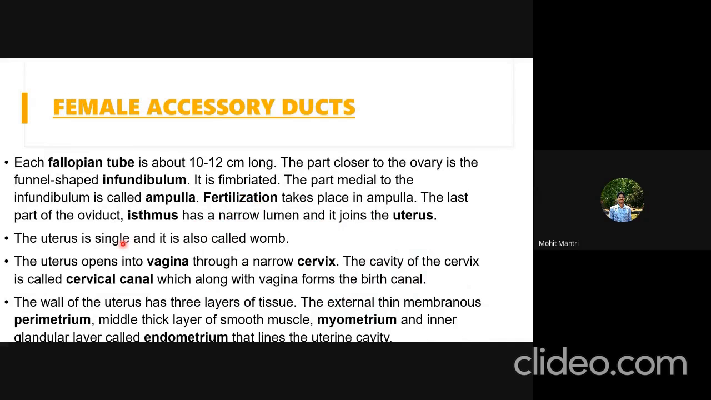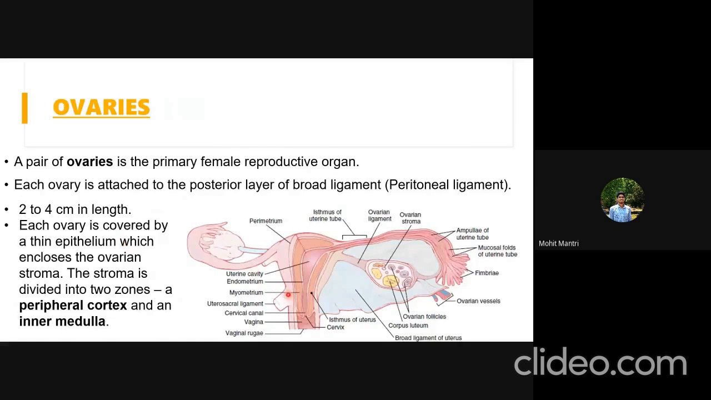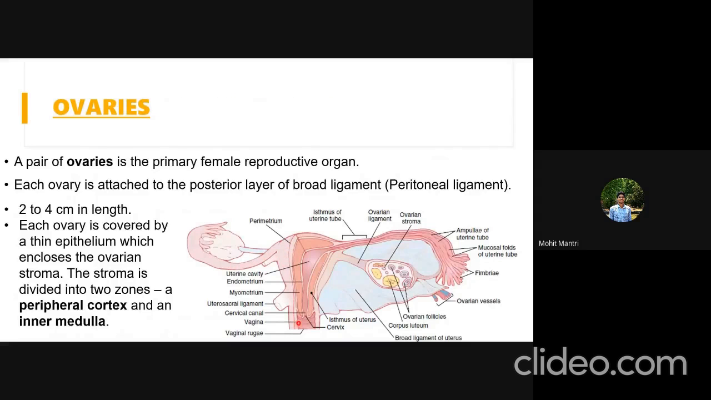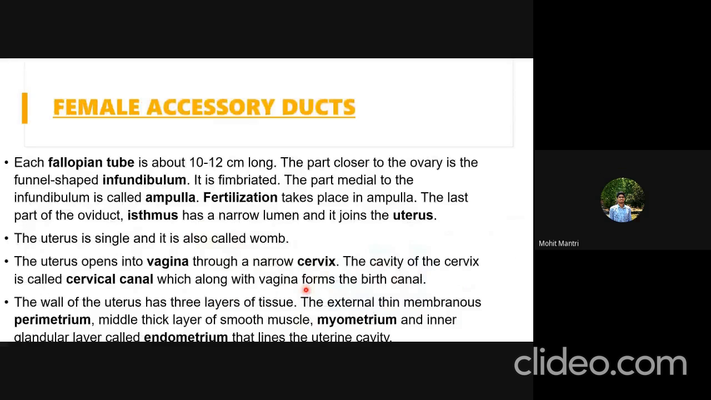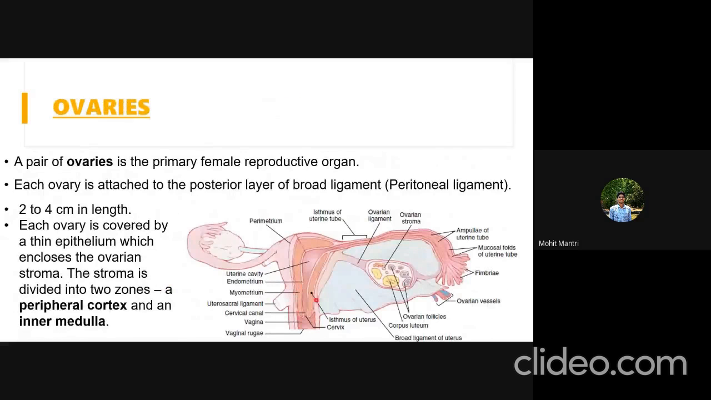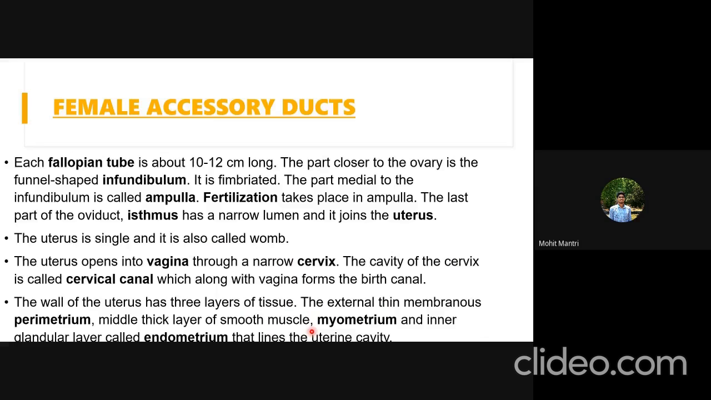Now, the uterus is single and is also known as the womb, and the uterus opens into the vagina through a narrow cervix. So this is the uterus and this is the vagina, and this narrow region in between is the cervix. The cavity of the cervix is called the cervical canal, and along with the vagina it forms the birth canal, through which the delivery of the baby takes place.